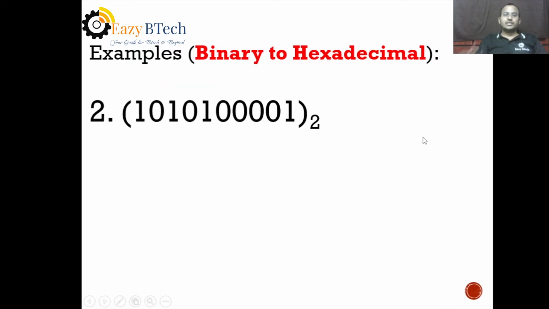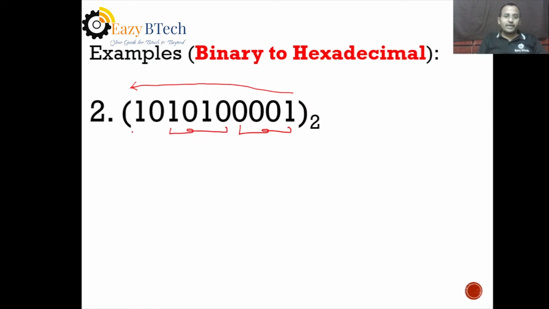Next, we'll see one more example. So this is the given binary number. We have to find the hexadecimal equivalent. So from right to left, we have to scan the number, and we have to group 4 bits at a time.